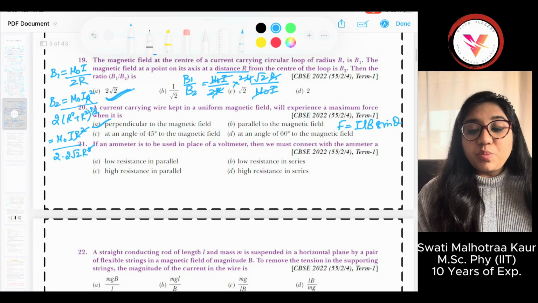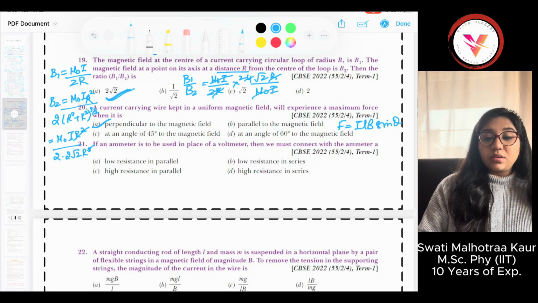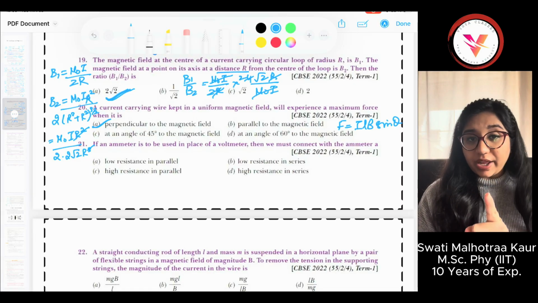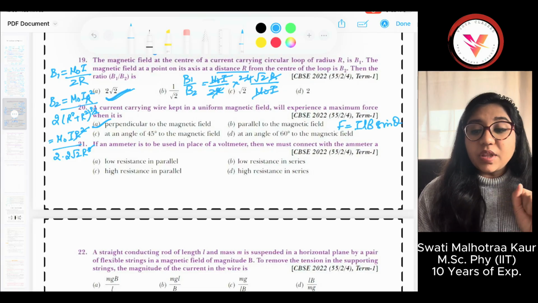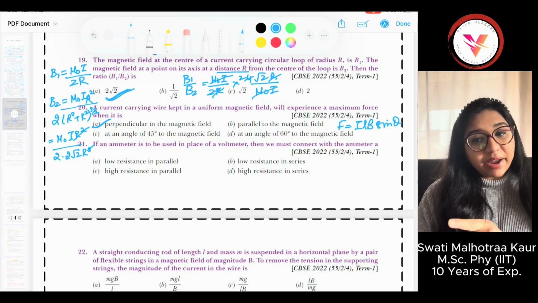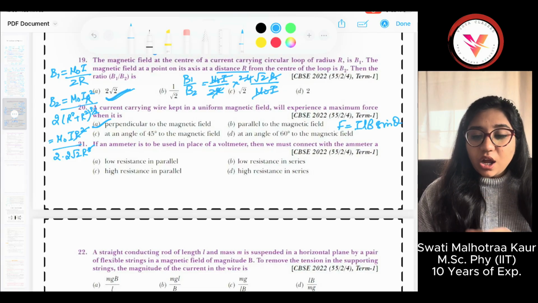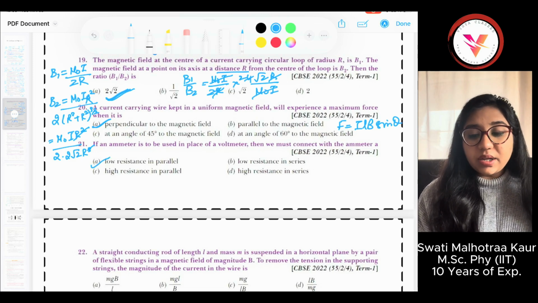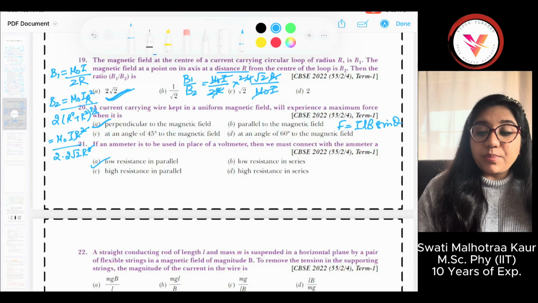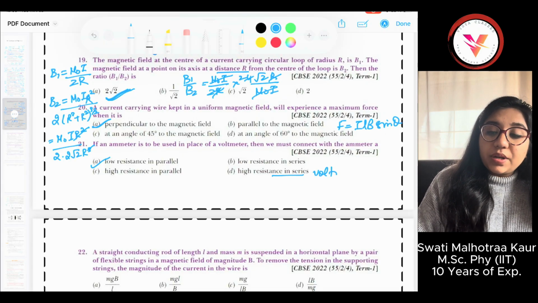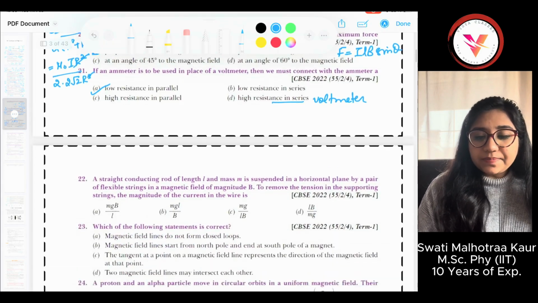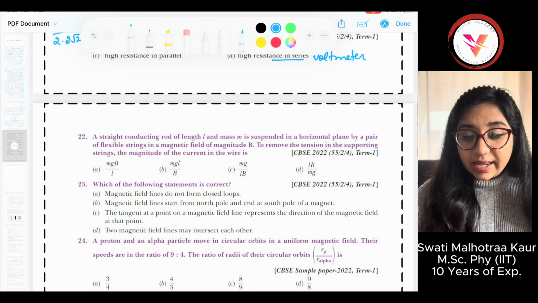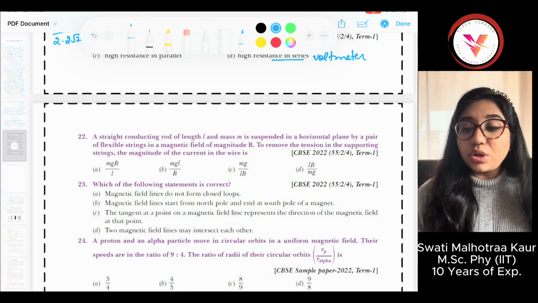If an ammeter is to be used in place of voltmeter, then we must connect with an ammeter a shunt resistance of low value in parallel, and for voltmeter, a shunt resistance of high value in series. A low resistance in parallel will help you in ammeter, and high resistance in series will help you in voltmeter. Always remember. Fine.